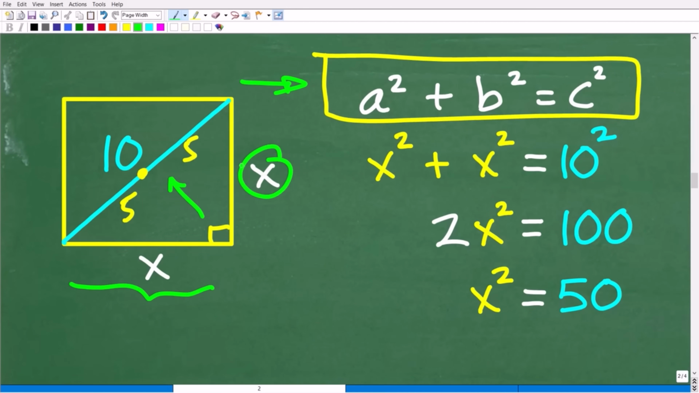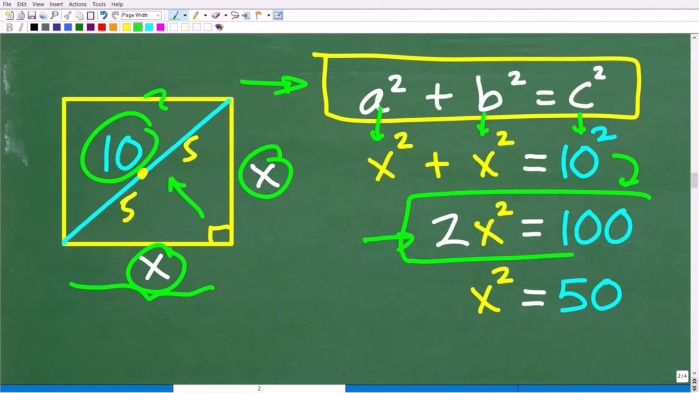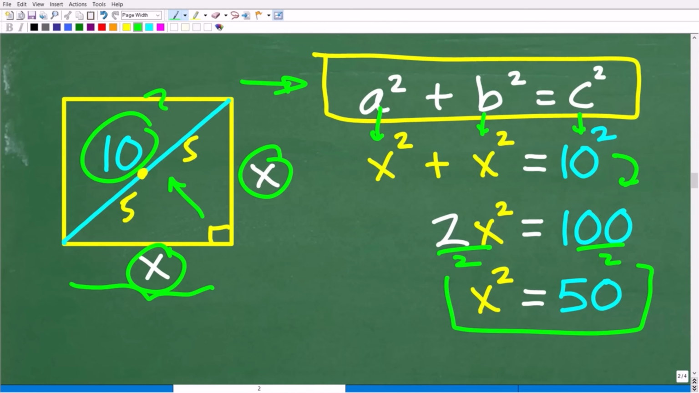So our sides are x and x, so this is going to be x squared for A and x squared for B, and that's going to be equal to our hypotenuse, which is 10 squared. So x squared plus x squared is equal to 10 squared. 10 squared is 10 times 10, or 100. And here I have x squared plus another x squared, so I have 2x squared. So now I'm on my way to solve for x. This is a quadratic equation because I have an x squared, but I don't need to do the entire problem, because when I divide both sides of the equation by 2, I get x squared is equal to 50.